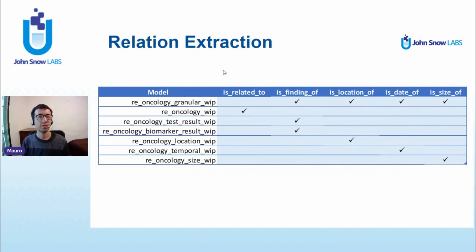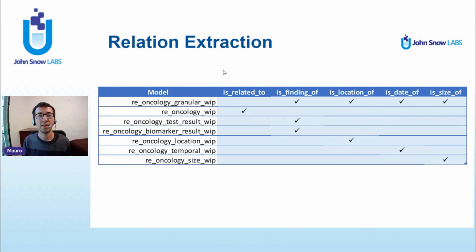Okay, so this is the list of relation extraction models that you can use. The difference among them is that some of them include some kinds of relations, some of them include them all, with higher or lower granularity. For example, the first one extracts test findings, locations, dates, and sizes. So it extracts those kinds of relations at a granular level. So you get those 4 types of relations.